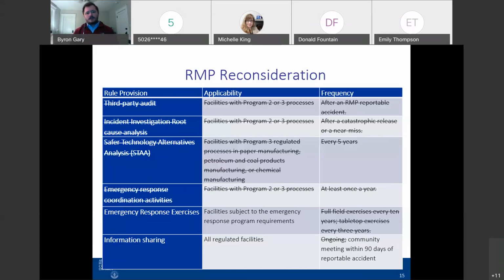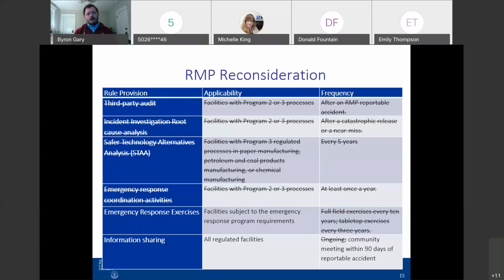And then 2019, on this next slide, was the RMP reconsideration rule, and highlighted here is what changed from the RMP amendments rule. The third-party audit, incident investigation root cause analysis, safer technology alternatives analysis, and emergency response coordination activities were rescinded. The emergency response exercises were kept. However, EPA built in more flexibility as to how frequently those full field exercises and tabletop exercises occurred, basically leaving it to the facilities and the local emergency management or response to coordinate and decide for themselves how often that was required to occur.